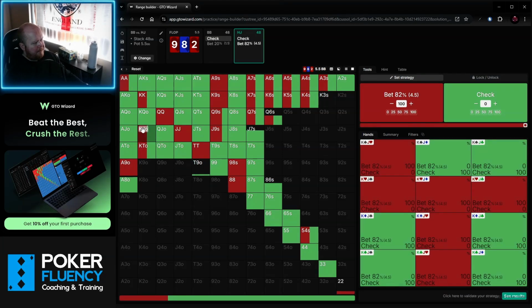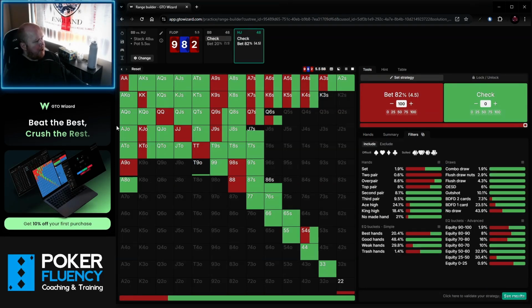You could maybe even make an argument for any of the combos that have a diamond also betting, and then only checking king jack with no diamond or heart, so just club and spade. But that's maybe a little excessive, so we're going to stick with just this for now.